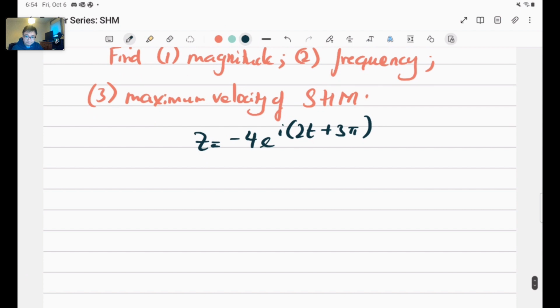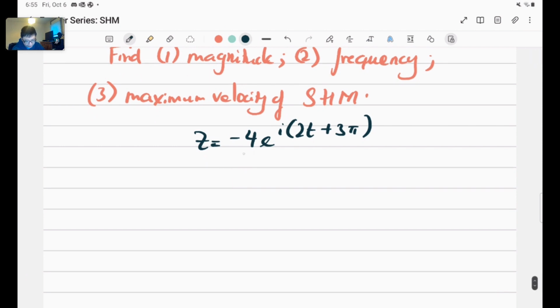All right, find the magnitude. Straight away I know the magnitude of this is 4. So I don't really need to do anything about that. So magnitude is 4. Anything before the sine and cosine function is the magnitude, 100%.